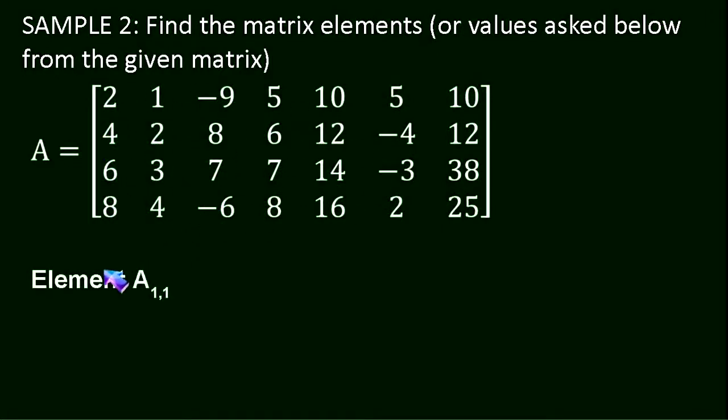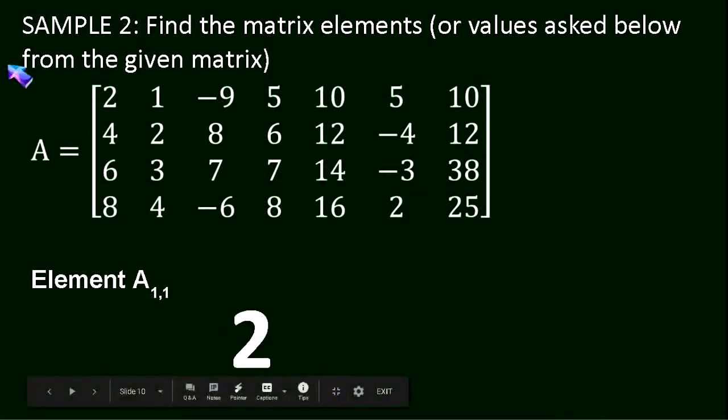We have to determine the element in the first row of the first column. What is the element of our first row, first column? This is our first row, and this is our first column. So, the element in the first row of the first column is equal to 2.